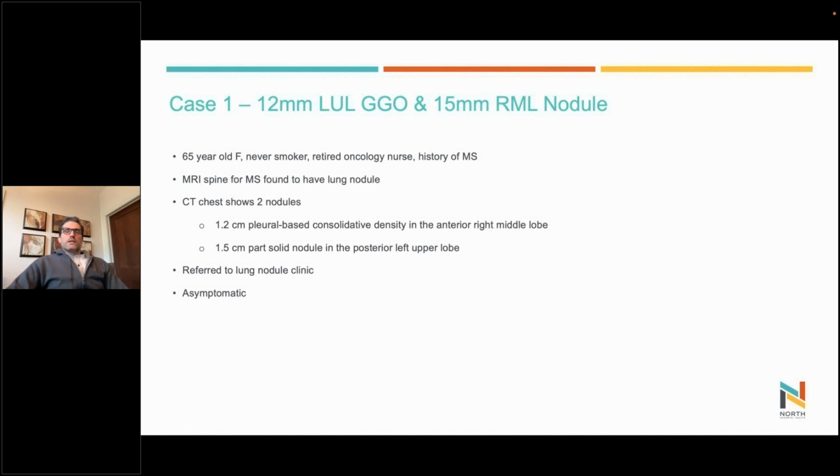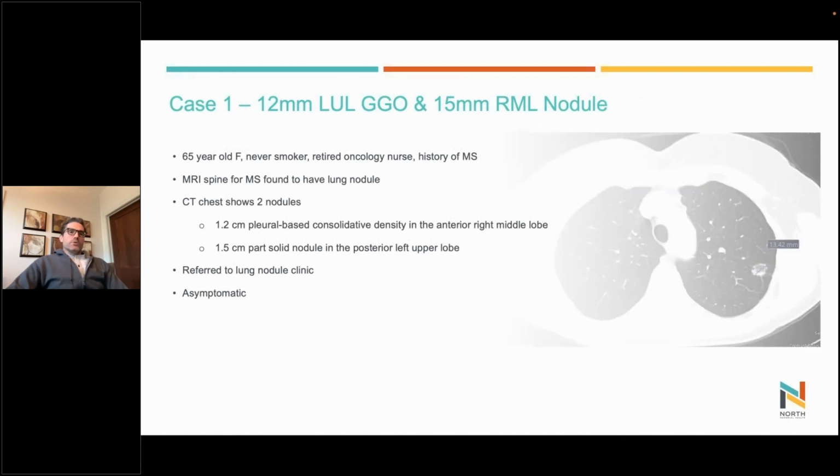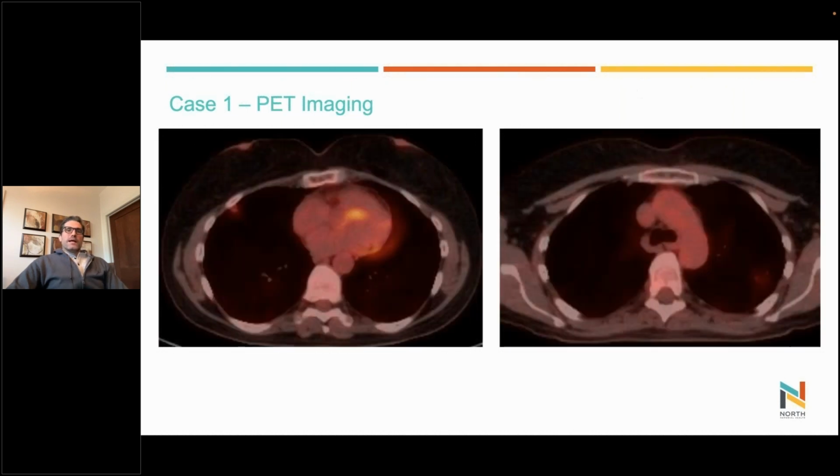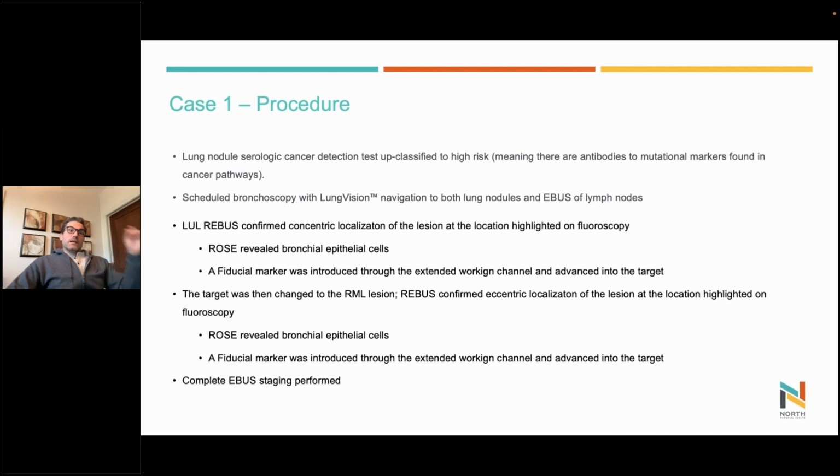She's referred to me, saw her, asymptomatic, super worried. Here's her CT imaging. So we see the pleural-based 12 millimeter nodule out in the right middle lobe. We see the part solid, part GGO nodule in the left upper lobe, both of which have some concerning features. But based on her history, we decided to get a PET scan. The PET scan showed PET avidity on both nodules, so equally concerning. And again, now we have 2 nodules.